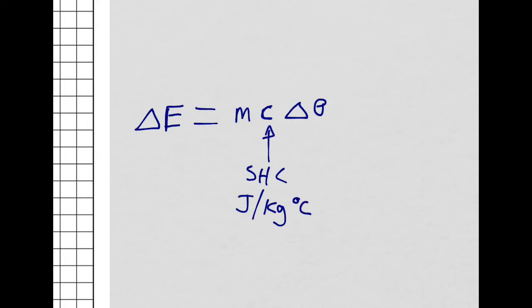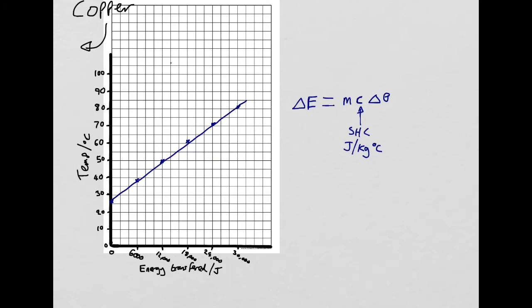There we go. Right. So first thing we're going to do then to figure out this quantity here, C, is take the gradient of the graph. Now the gradient of the graph is just the change in the y divided by the change in the x. So what is the change in y? The y-axis is temperature. So the change in y is the change in temperature, which is this bit of the equation. The change in x is change in energy transferred. So it's this bit of the equation here.